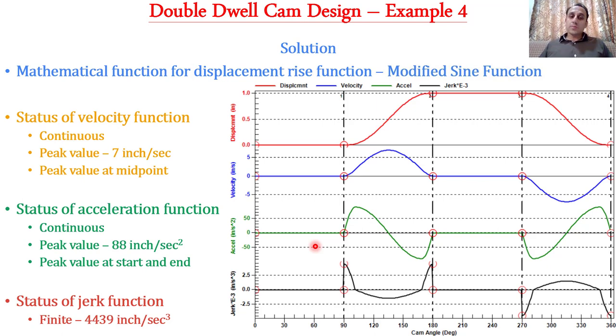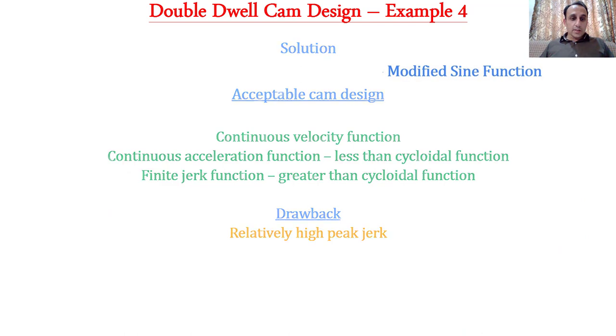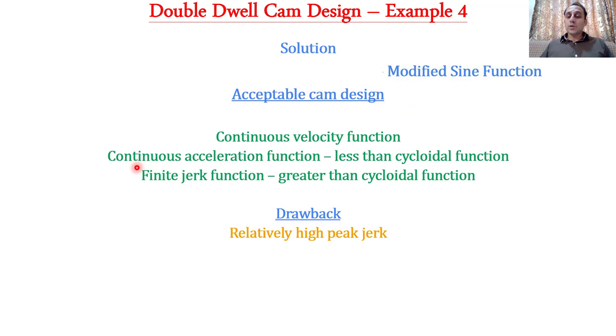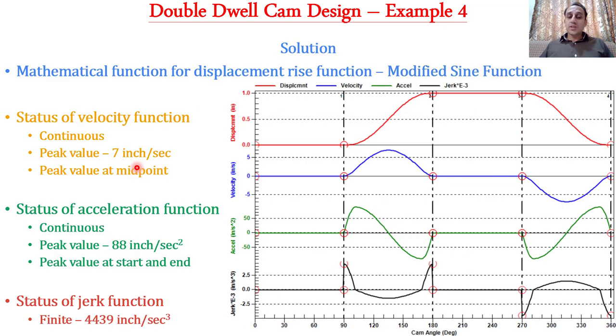It depends on what application you are designing the cam follower mechanism for. On the basis of that, you have to select the most suitable function for the acceleration, velocity and displacement. The other thing which we are achieving with this modified sine function is that the velocity is very much reduced. Now it's 7 inches per second, whereas for the previous one it was 8 inches. So although the jerk is increased, the velocity is on a decreasing trend when we use what? The modified sine function.